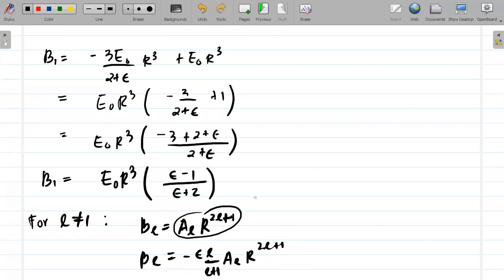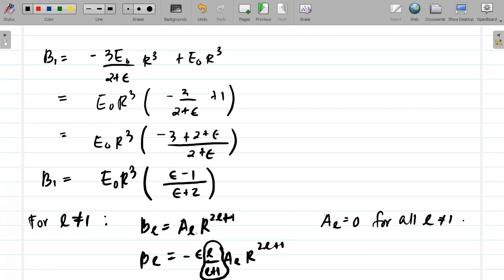Diba? A sub L is 0. So, yes. Actually, nasa-satisfy lang siya if AL equals 0 for all L not equal to 1. Yan lang class yung makakasatisfy sa equation na to. Kasi ito, meron kang extra term dito, di ba? Tapos yan, equal sa 1, di ba? So, that is only satisfied when AL equals 0 for all L not equal to 1. Therefore, BL is also 0 for all L not equal to 1.